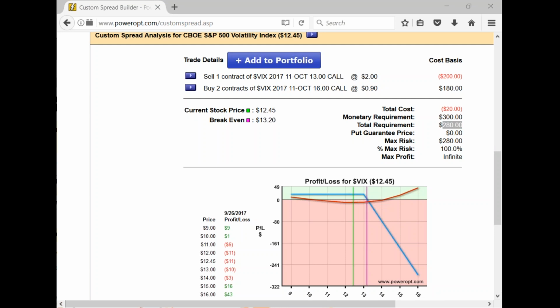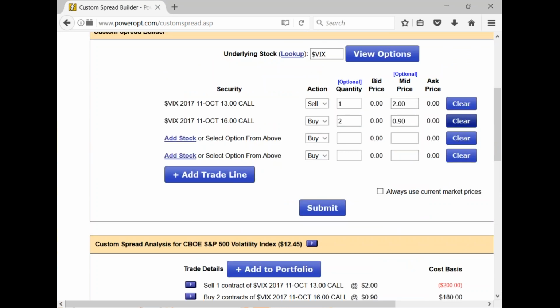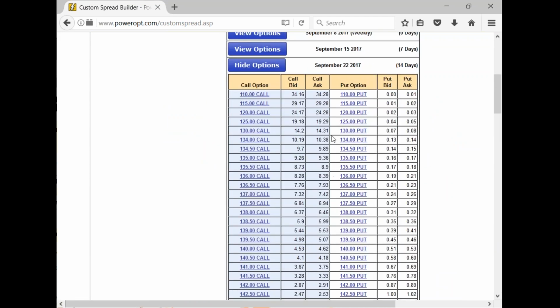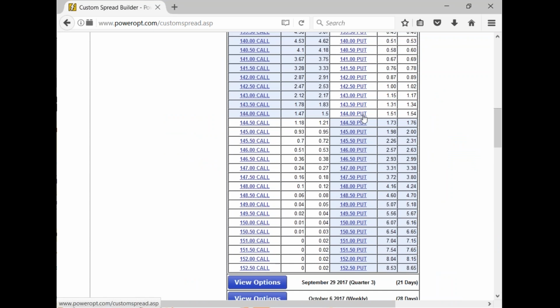Okay, and Martin makes a comment, let's check the Qs. Okay, so one last example here. Ratio back spread using puts again on the Qs. So 14 days out. No, still have to go about 2 strikes apart or 3 strikes apart.